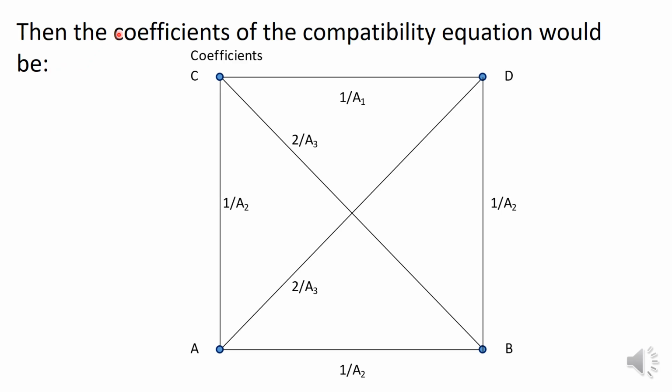And then the coefficients of the compatibility equation would be these. You no longer have equal areas, so the coefficients will be the square of the lengths divided by the corresponding areas. On the diagonals, of course, it's root 2 squared, which is 2, divided by the area A3 in both cases. And you have these coefficients for the sides.